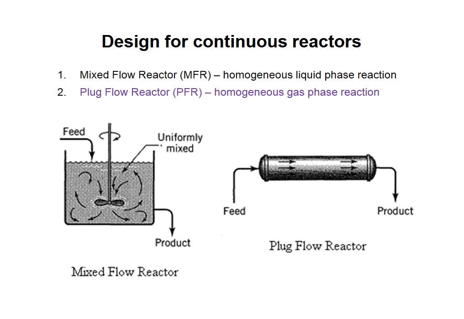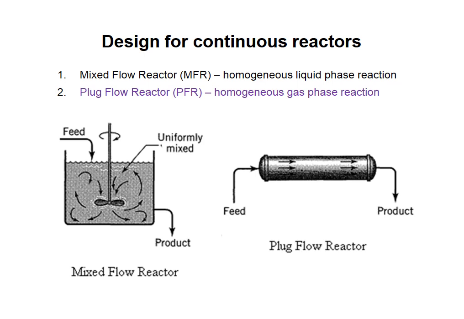One is the mixed flow reactor, the other is the plug flow reactor. The mixed flow reactors are always homogeneous liquid phase reactions. Plug flow reactors are also homogeneous gas phase reactions. As you can see, in a mixed flow reactor there is an impeller attached to the reactor, and there is a continuous feed given and uniform mixing by the impeller, and the product is achieved.